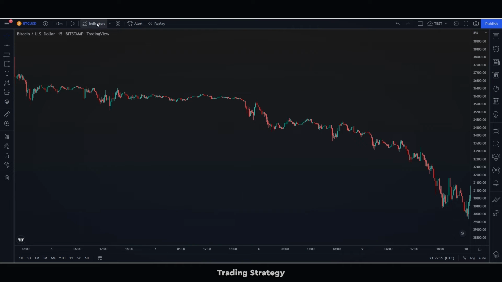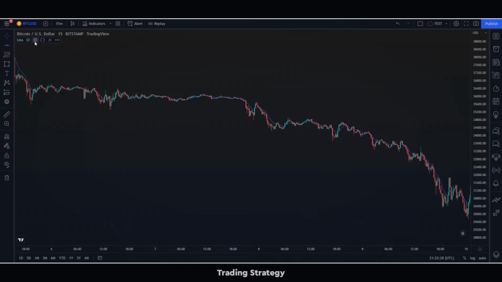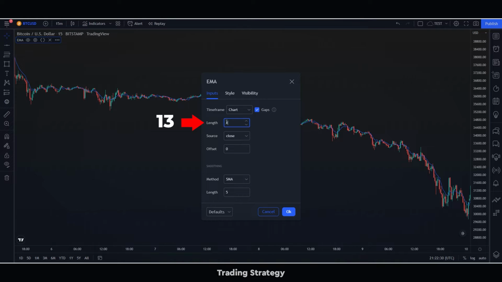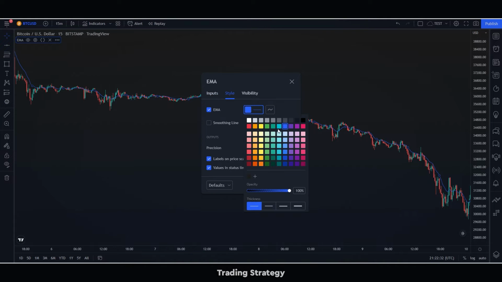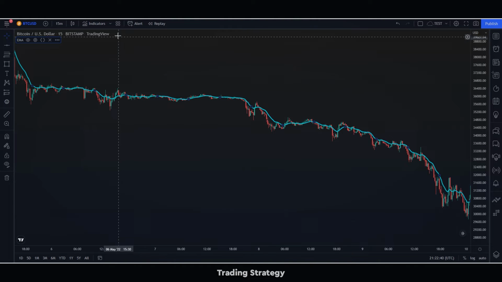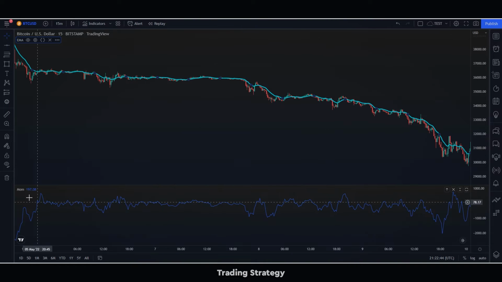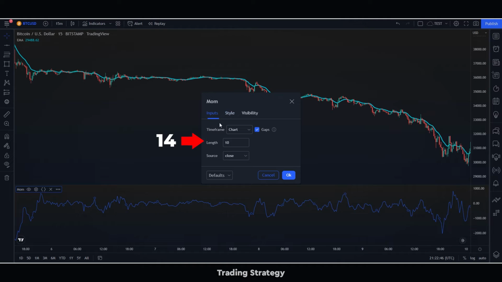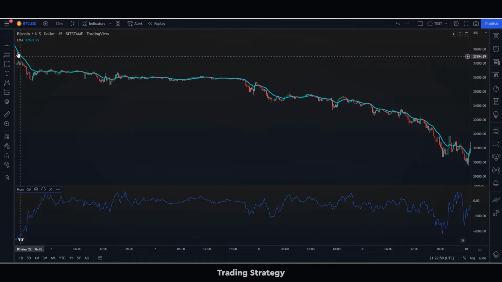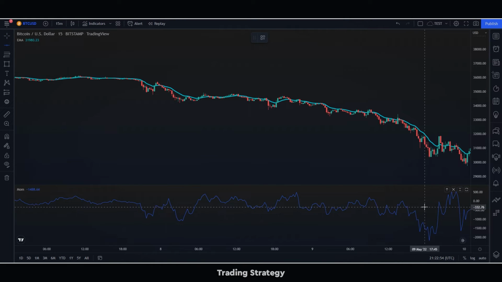The first thing we will have to do is select an exponential moving average. This EMA, we will put it in 13 periods, we will change the color to light blue, and we will increase the thickness a little. Then we will have to select the momentum indicator. We will put this indicator with a value of 14. And with the help of the horizontal line tool, we will mark a line at the value of 100 of the momentum indicator.